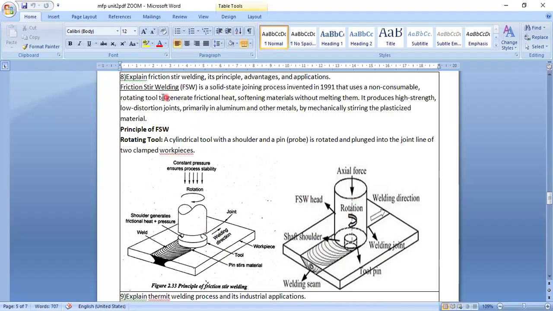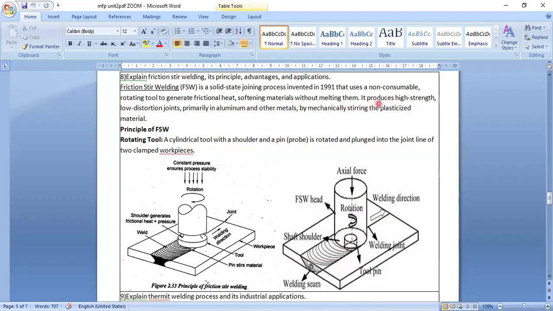Here you can see friction stir welding is a solid state joining process invented in 1991 that uses a non-consumable rotating tool. This is one case where you are using a rotating tool. It generates friction, like it will make some lines and then it will weld it, softening materials without melting them. No melting is done here.